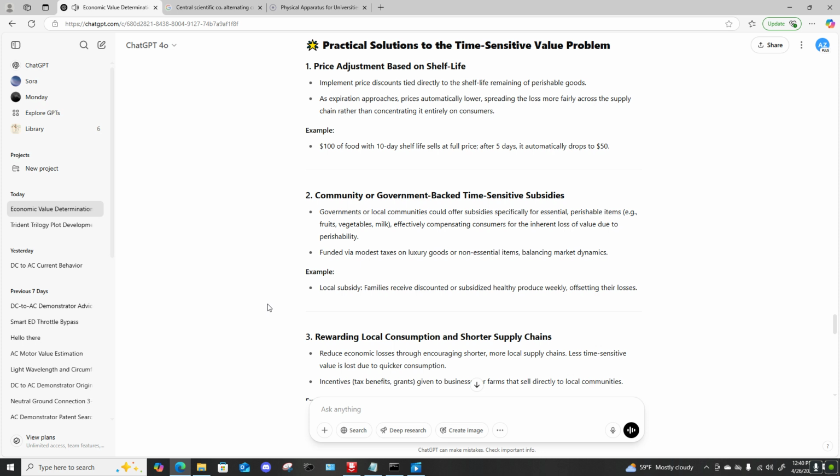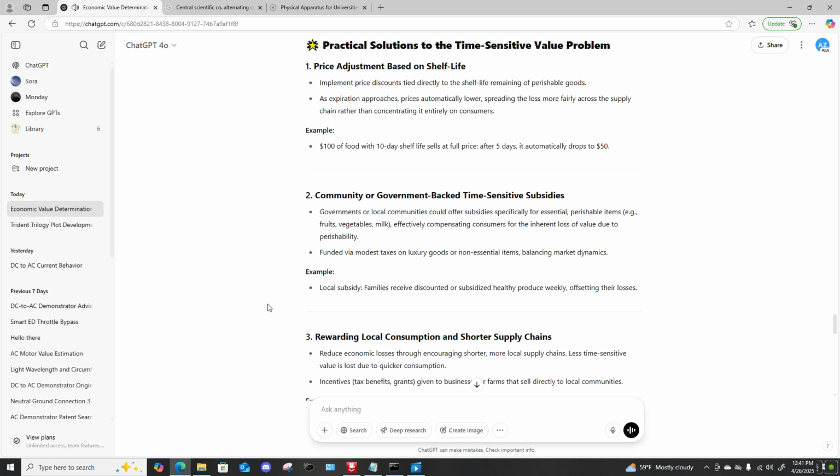Practical solutions to the time-sensitive value problem. 1. Price adjustment based on shelf life. Implement price discounts tied directly to the shelf life remaining of perishable goods. As expiration approaches, prices automatically lower, spreading the loss more fairly across the supply chain, rather than concentrating it entirely on consumers. Example: $100 of food with a 10-day shelf life sells at full price. After 5 days, it automatically drops to $50.